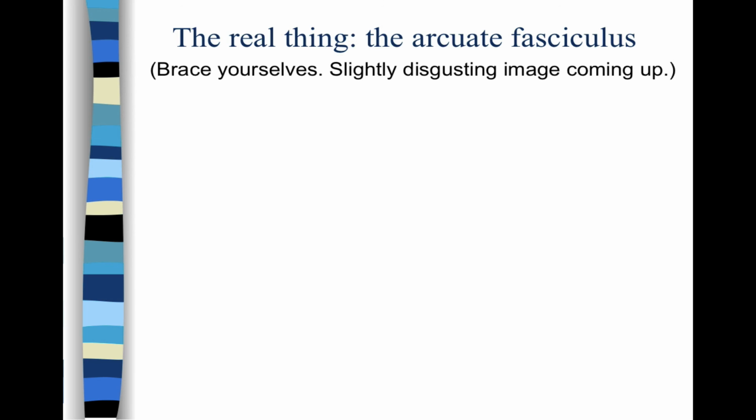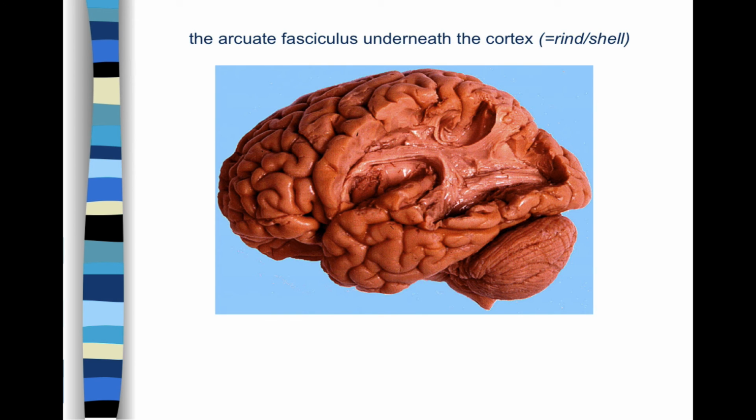Okay, so I have the real thing coming up, the real arcuate fasciculus. Brace yourselves, because at least I find that slightly disgusting, that image that's coming up. Here it is. Ugh. Okay, so what you see here is the arcuate fasciculus that runs underneath the cortex. So the cortex has been cut off here, and it exposes the arcuate fasciculus. It exposes other fiber bundles as well, and you can tell that we're looking at the left hemisphere. So we know from all kinds of research experiments that Broca's and Wernicke's communicate with one another extremely fast because they have their own line of communication, which is the arcuate fasciculus.